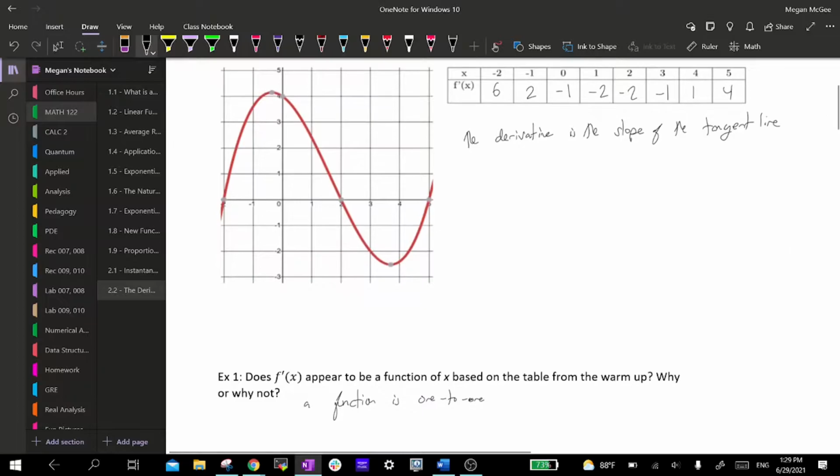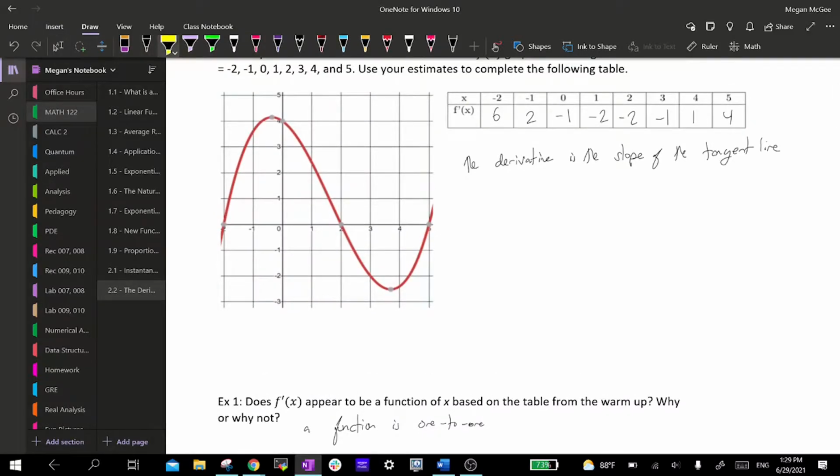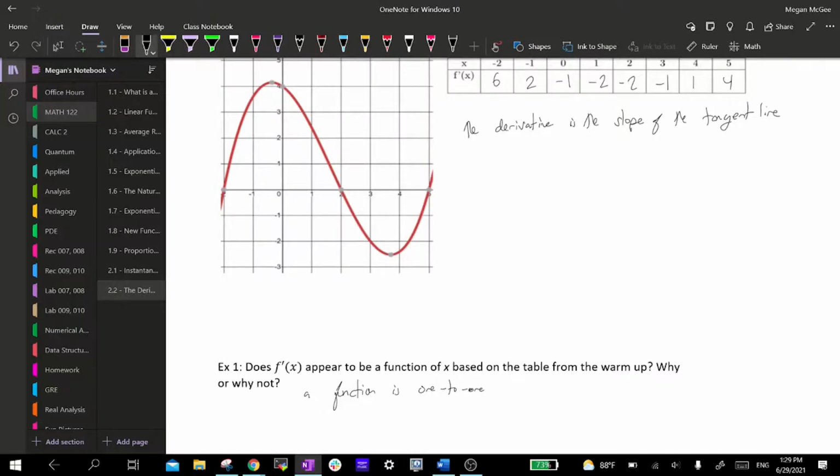All right? So if we go ahead and look up at our table here, we can see that we don't have any of the same inputs giving us different outputs. So, yes, the derivative of f, or f prime of x, seems to be a function, specifically of x. All right.